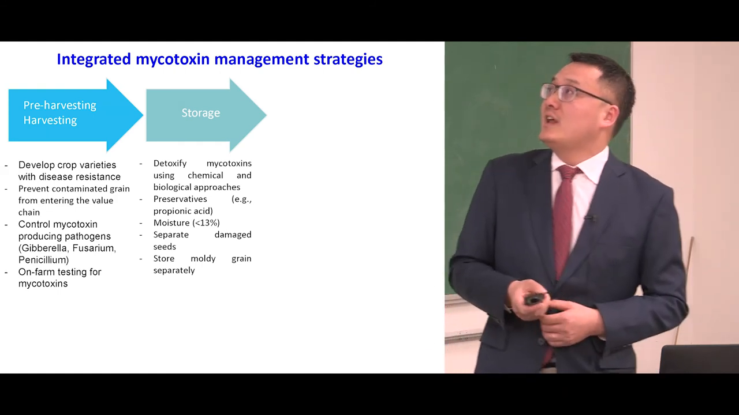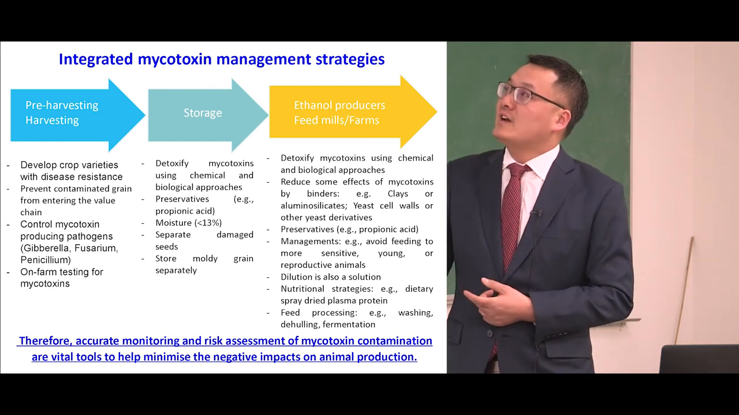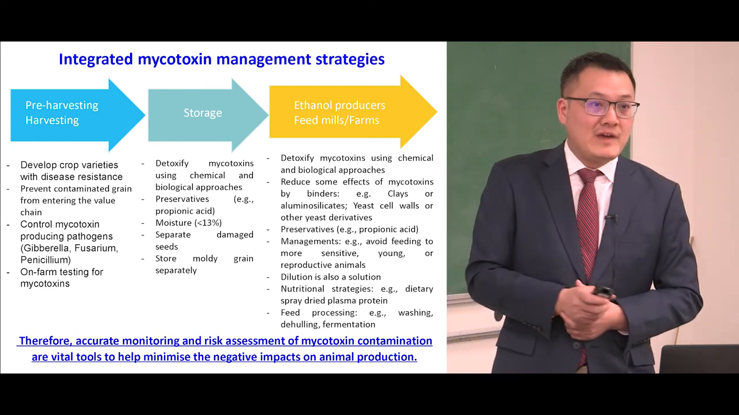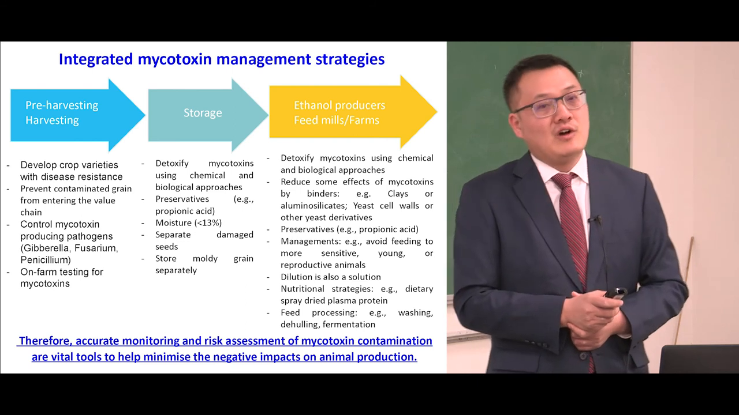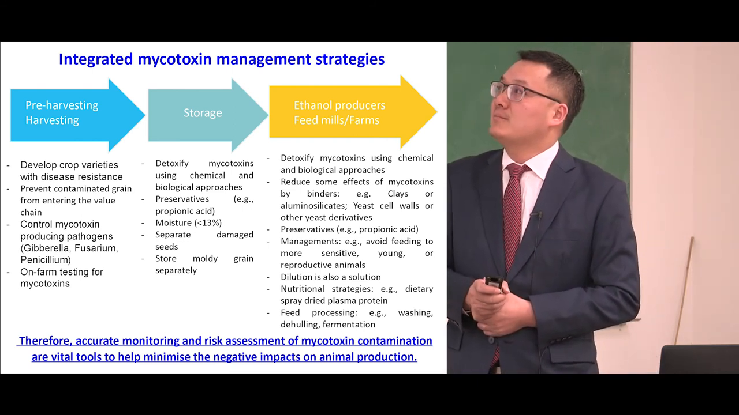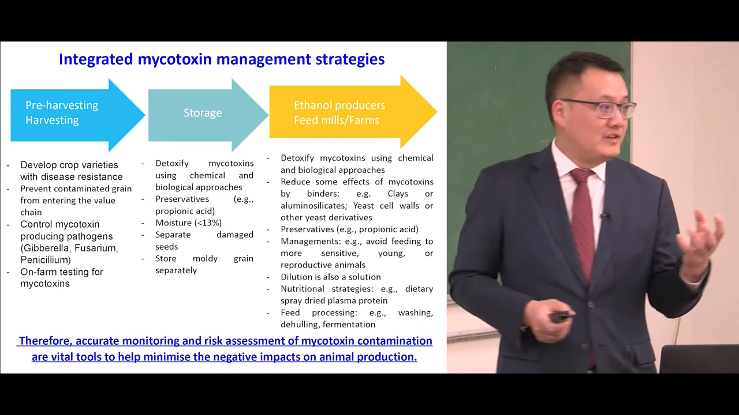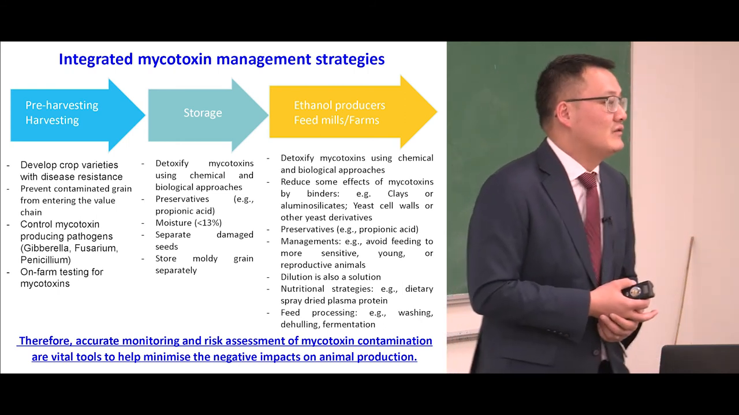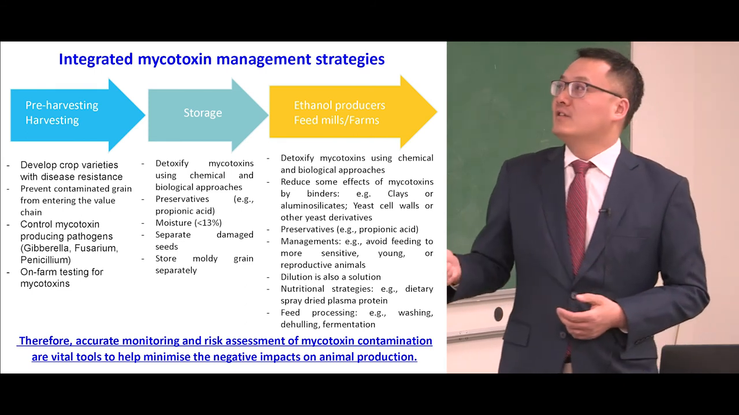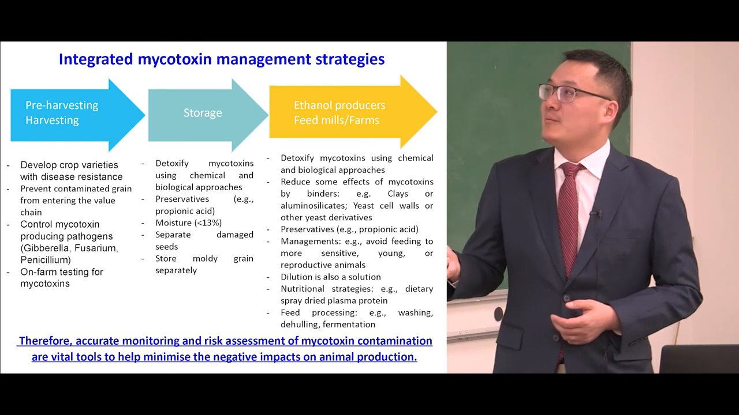And then for the ethanol producers and the feed mill farms, again, we can also detoxify the mycotoxin using chemical or biological approaches. Also reduce some effect of mycotoxin by binders. For example, a lot of binders can absorb the mycotoxin and reduce the adverse effect to the animal, such as some clays and yeast cell walls and other yeast products.